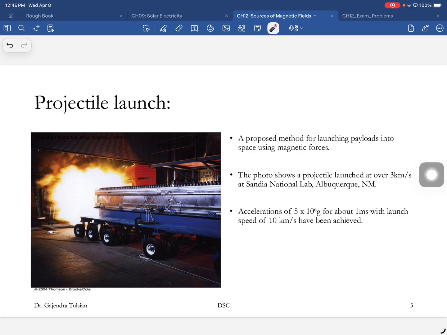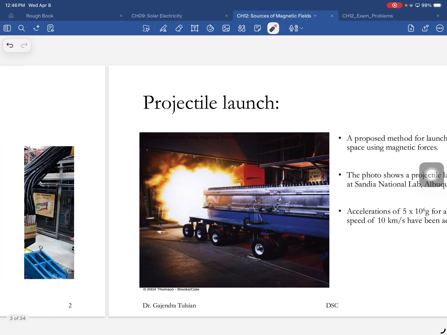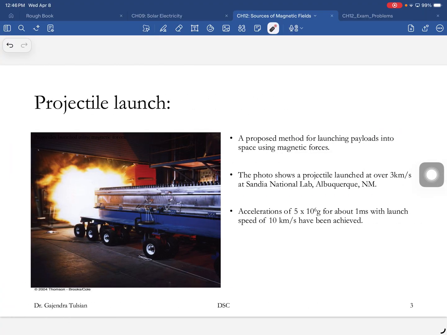Now let me tell you about this toy. It's pretty interesting. It's called an electromagnetic gun. And here's what it can do. You can see that this device would fit in this room. Accelerations of 5 million Gs for a millisecond, with launch speeds of 10 kilometers per second, have been achieved.